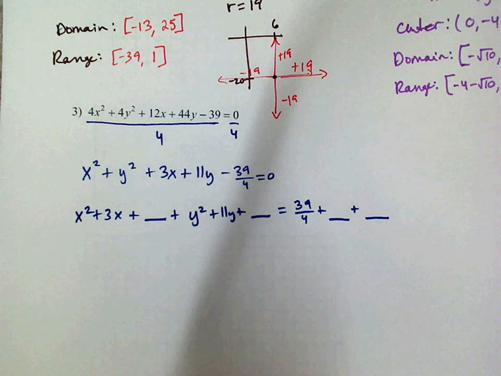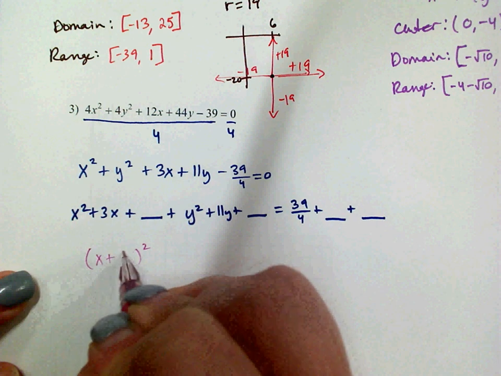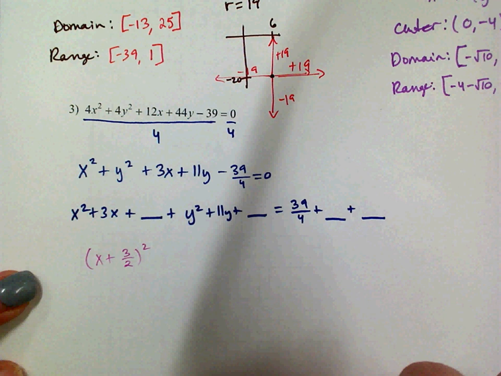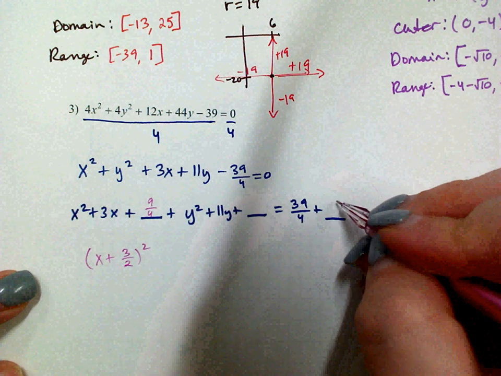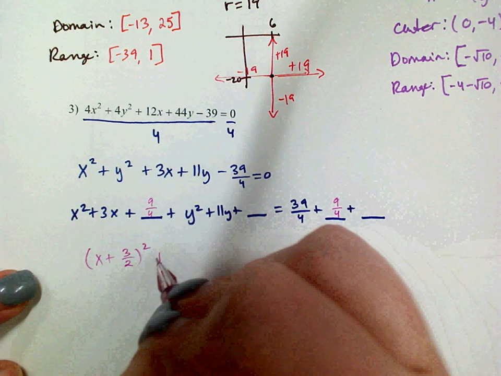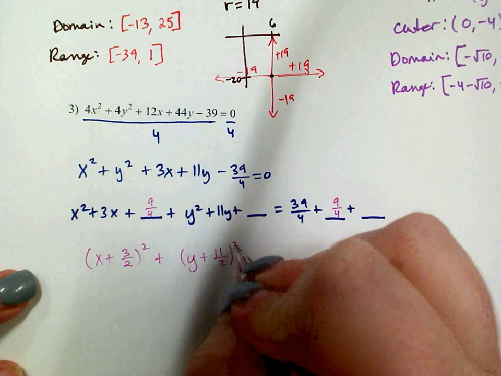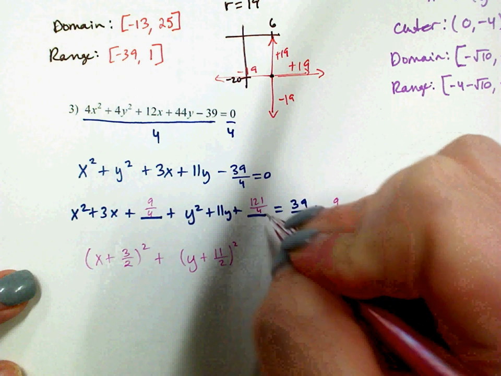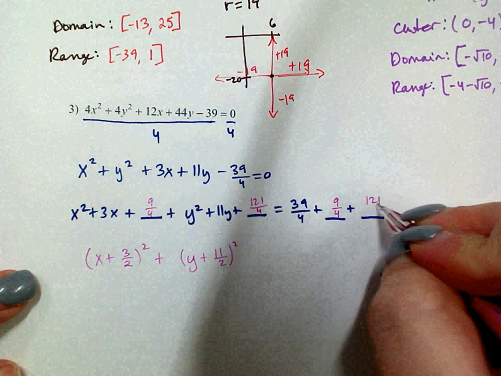Okay, I'm going to take the 3 and cut it in half, so x plus 3 halves squared. When you square 3 halves, you have 9 over 4, so we're going to add 9 over 4 to both sides. And then this one right here is going to be y plus 11 halves squared. And 11 halves squared is 121 over 4. So square the top, square the bottom. So I'm going to add 121 over 4.